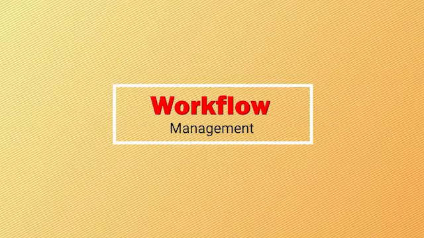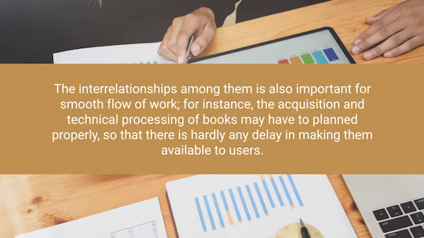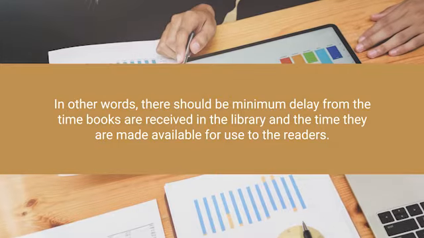Now, it's a very important component. We will look into it right now. It's workflow management. The most important word is interrelationships. The interrelationships among them are also important for smooth flow of work. For instance, the acquisition and technical processing of books may have to be planned properly so that there is hardly any delay in making them available to the users. In other words, there should be minimum delay from the time books are received in the library to the time they are made available for use to the readers.